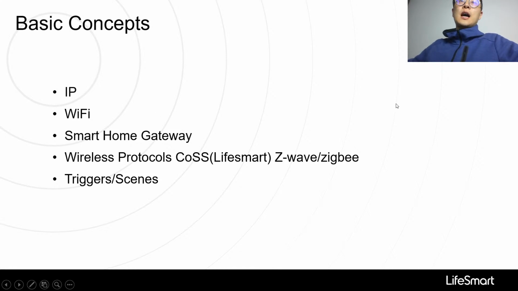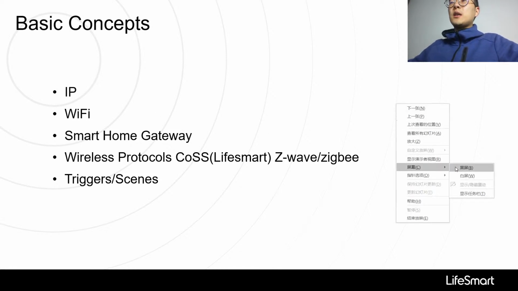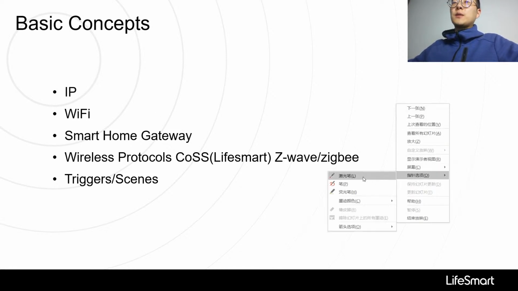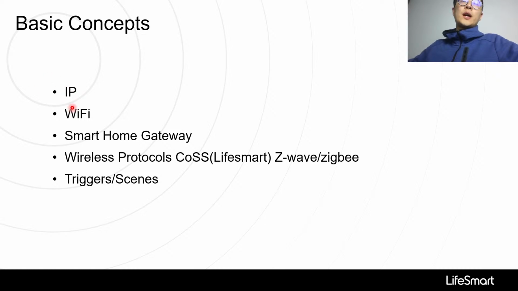The first is IP. You need to know what is IP and what is the IP technology. What does IP do? And also Wi-Fi, because most of our products are wireless products, and several of them are using Wi-Fi technology. And the third is the smart home gateway. Why do we need a smart home gateway in smart home solutions? And what does the smart home gateway do?